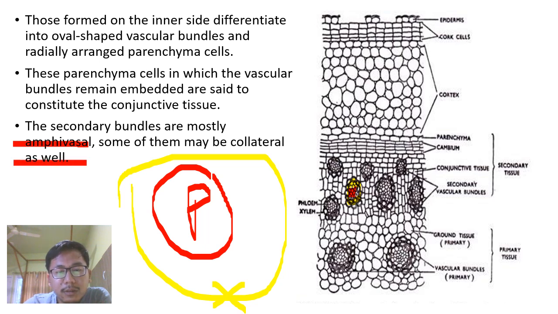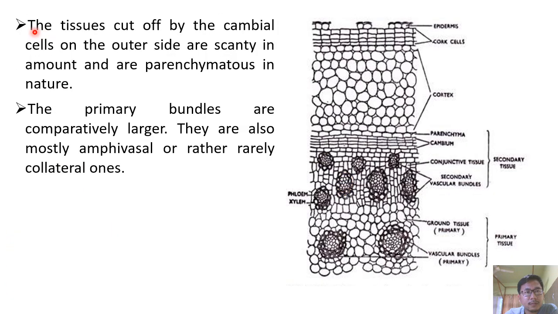Collateral means that xylem and phloem present in one bundle are called collateral vascular bundles. Alright, xylem and phloem present together are called collateral vascular bundles. The tissue cut off by the cambial cells on the outer side is scanty in amount and parenchymatous in nature. That means it is small in amount, and the cells will produce lots of chloroplast, and more or less be green in color, for storage. That is the character of parenchymatous tissue.